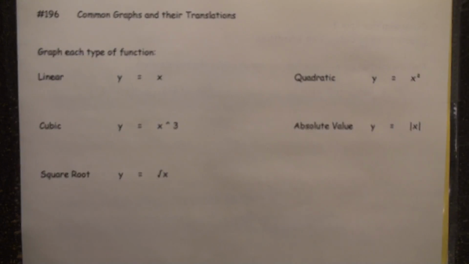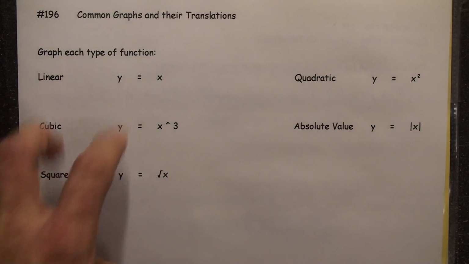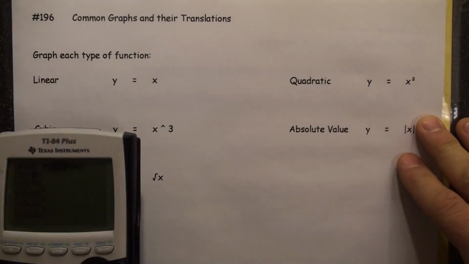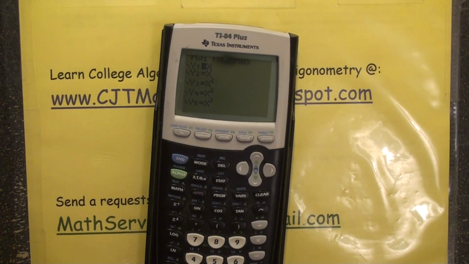Video number 196, common graphs and their translations. Let's look at linear, y equals x. We're going to do this one sheet at a time here. Actually, we're just going to use the sheet and the calculator. Here's the calculator. Let's go for it.